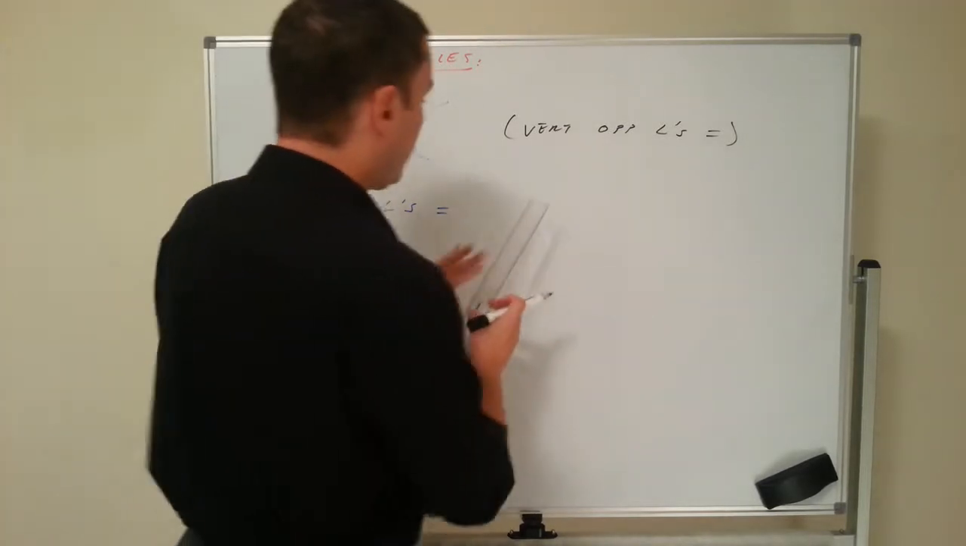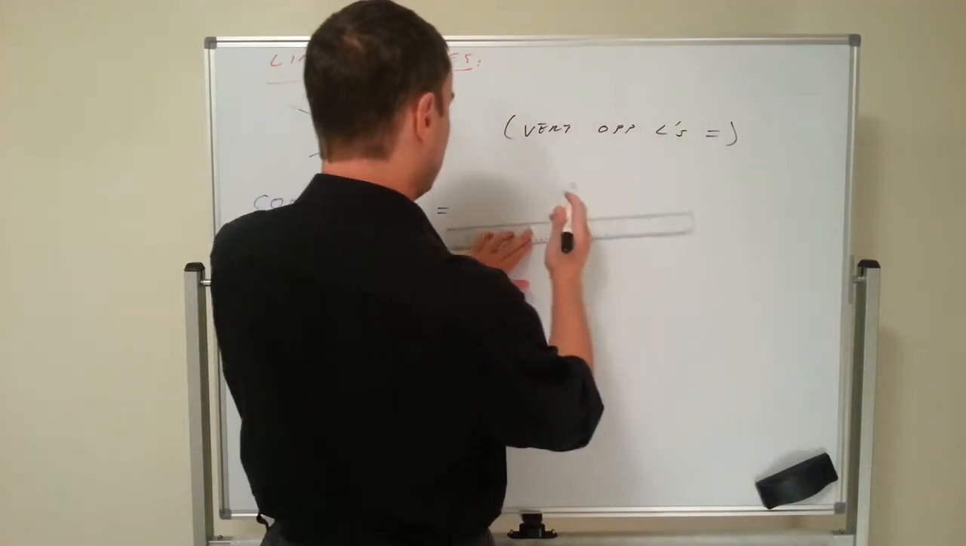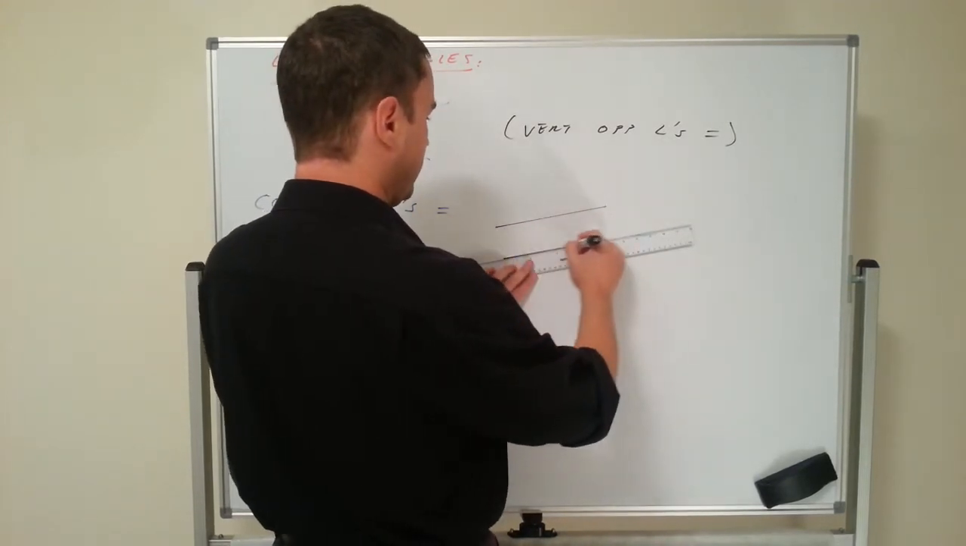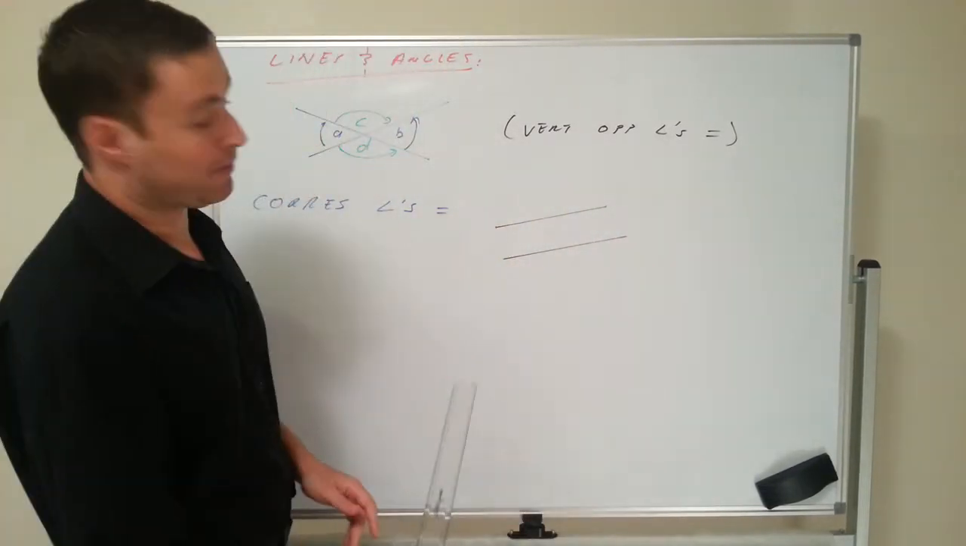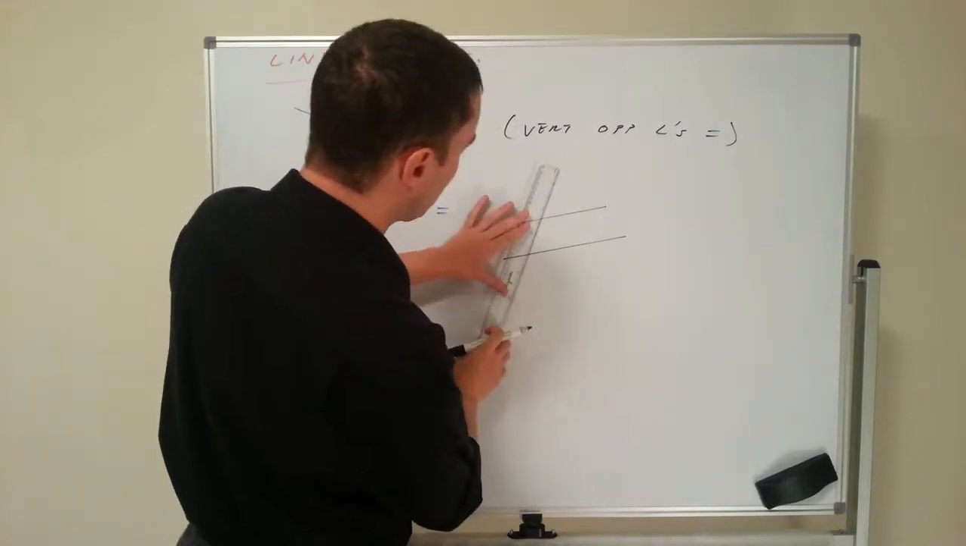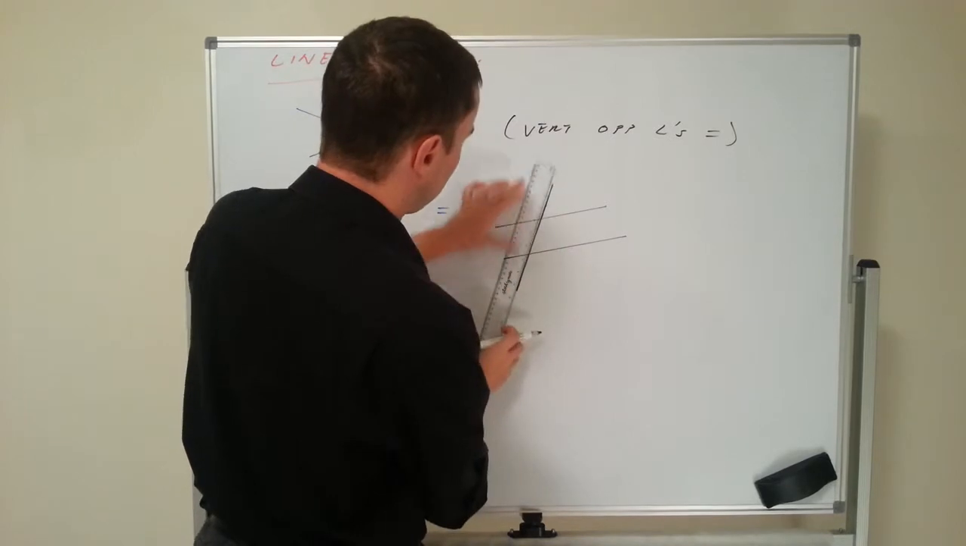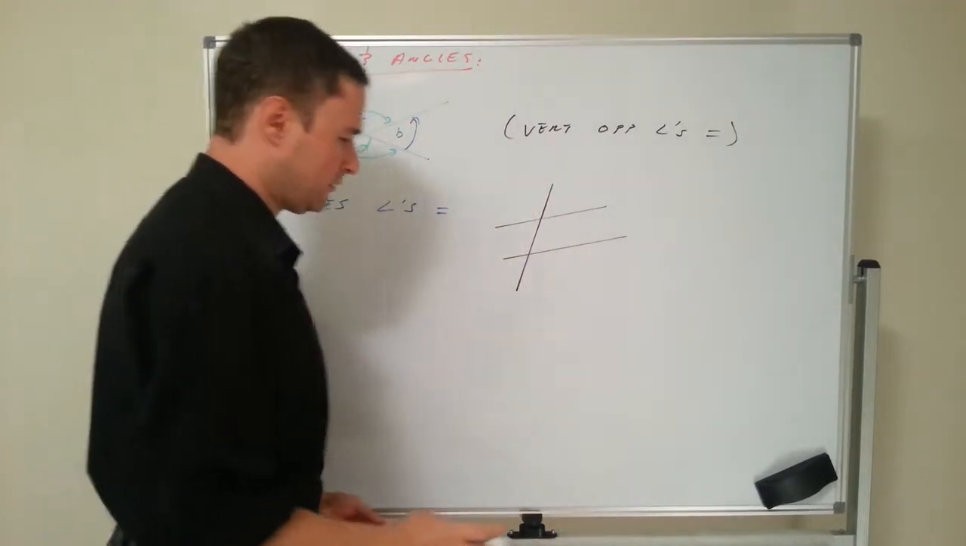Angles are equal. Right, now corresponding angles is when I have a parallel line, set of parallel lines, okay? So I'm just cheating this parallel line. Right, that looks about parallel. And I have a transverse that's going across it, okay? So some kind of transverse, anything that cuts across it, okay? So there's a nice transverse.